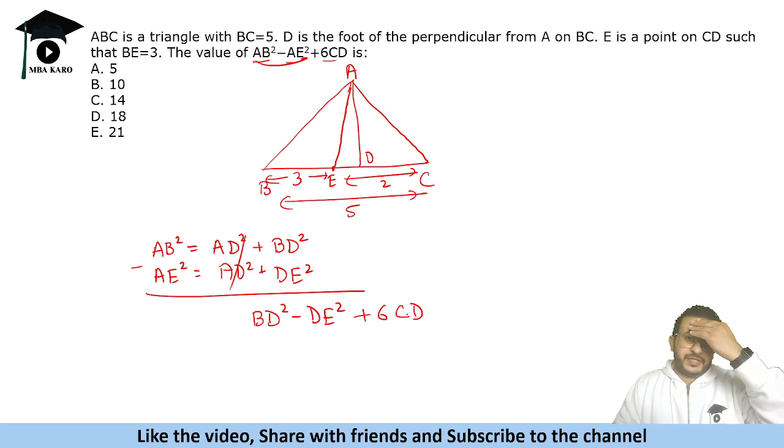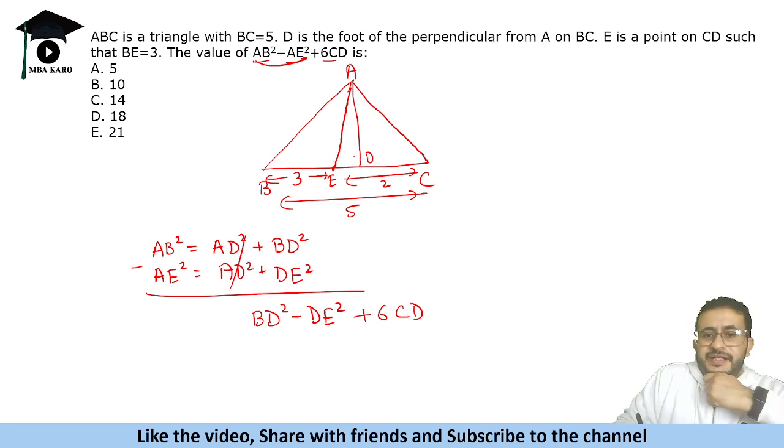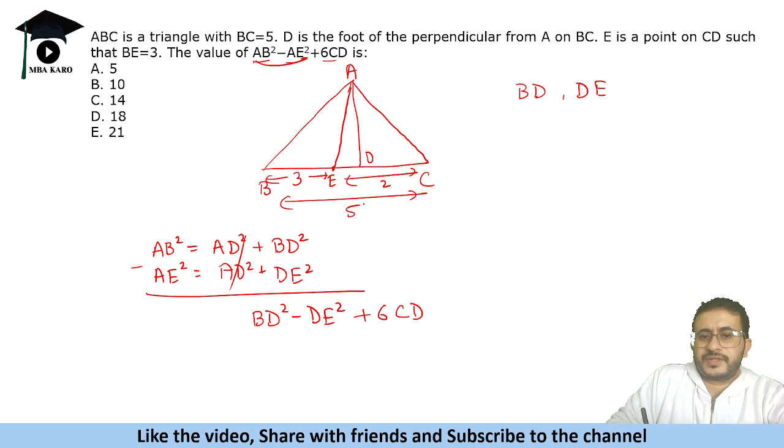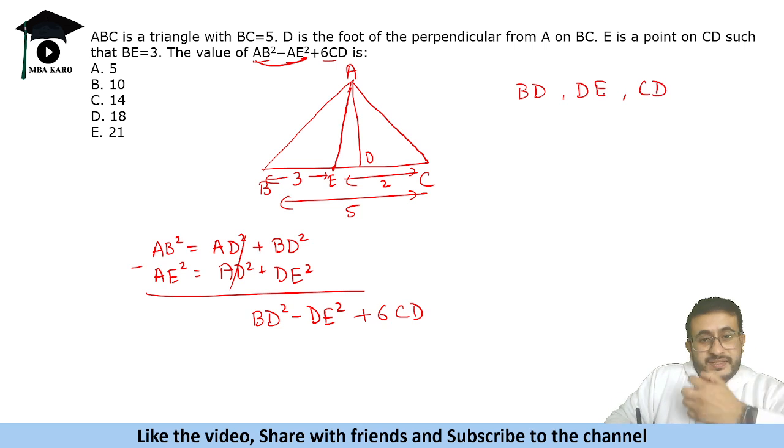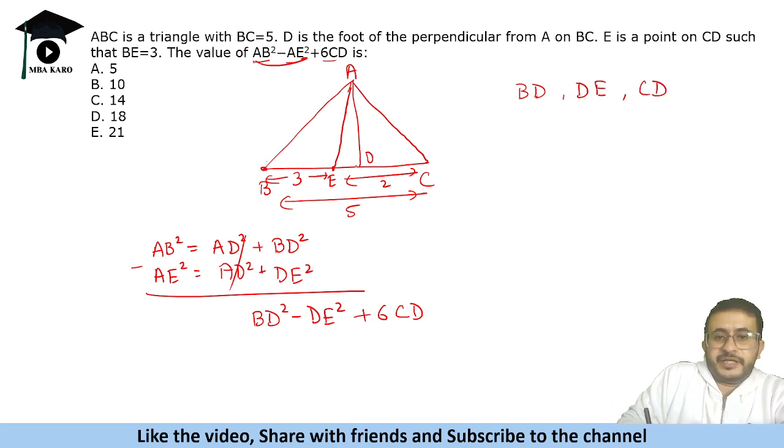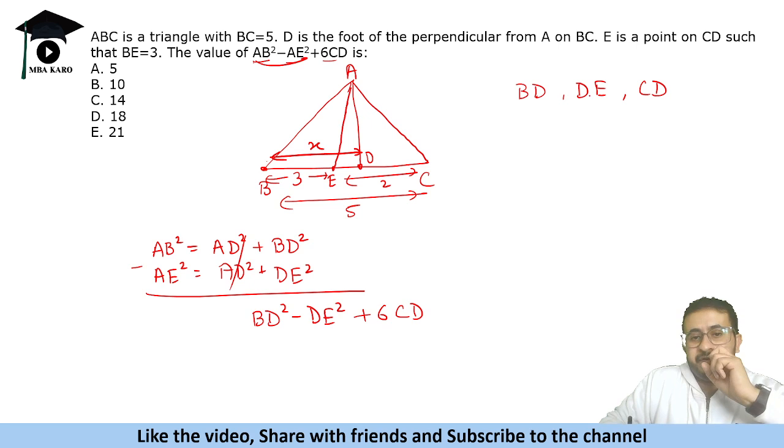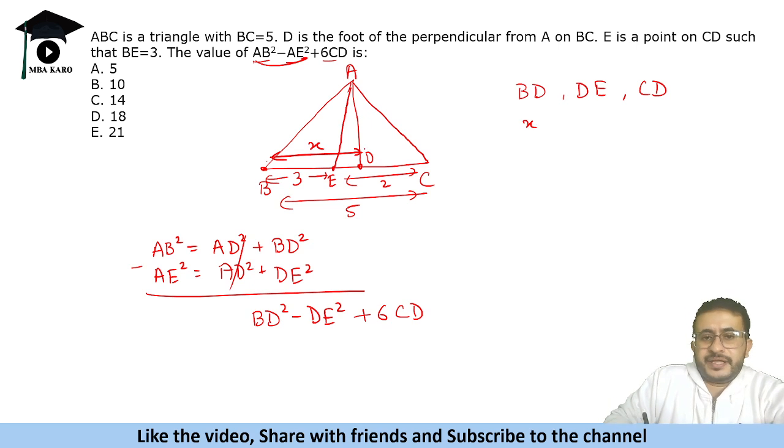Right, now one thing that we see is, one term is BD, another term is DE, and another term that we have is CD. Let us say this distance from B to D is X. Let us assume that this distance is X, since this is the point in between. So BD is equal to X. Now DE will be X minus 3. And CD will be, so this complete distance is 5, this is X, so this will be 5 minus X.